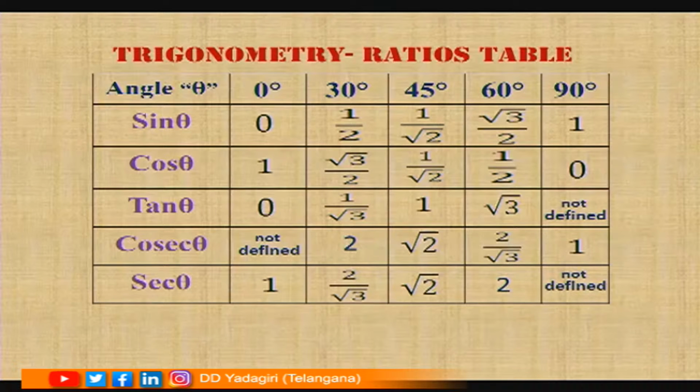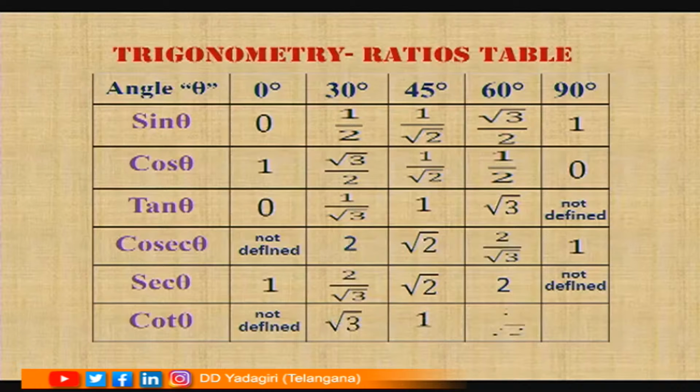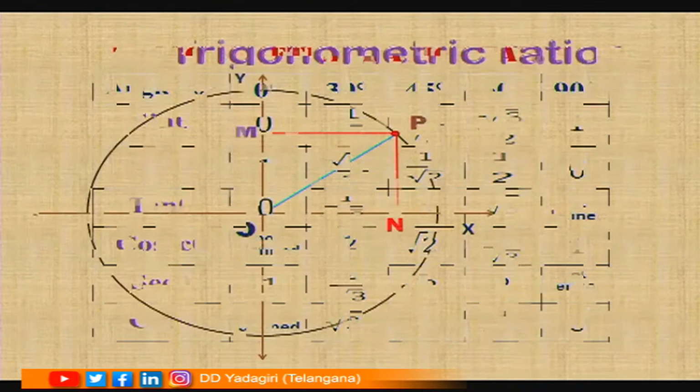So, now we will see about cot theta. So, cot 0 is not defined and cot 30 degrees is root 3, cot 45 is 1, whereas cot 60 degrees is 1 by root 3. That means, at the same time the last one, cot 90, will be equal to 0, the value is how much? 0. So, we will come back to the position of the point.